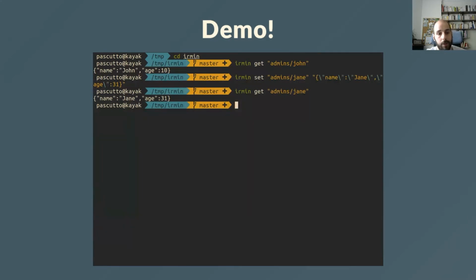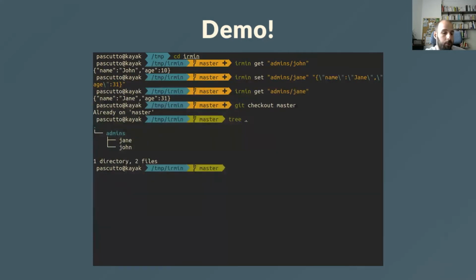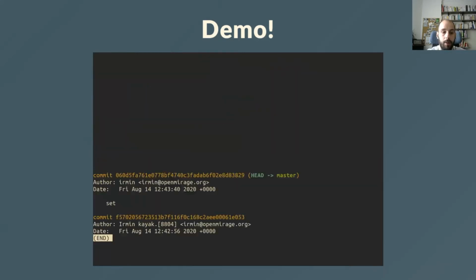And as I said, Irmin is also compatible with Git. That means I can also use the Git command line to read what I just did. So if I check out master and print what's in the directory, I will get the 2 keys that I created. And of course, Irmin is based on commits, so each change that I made created a new commit, so I can go back in time. I can also check that with the git command line by running git log, and then I will see I have 2 commits, one for adding John and one for adding Jane.